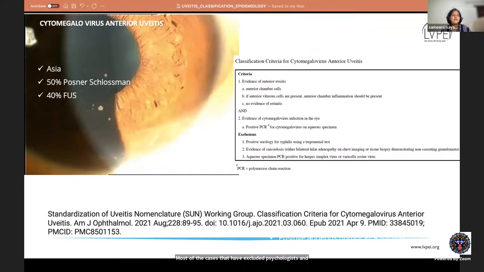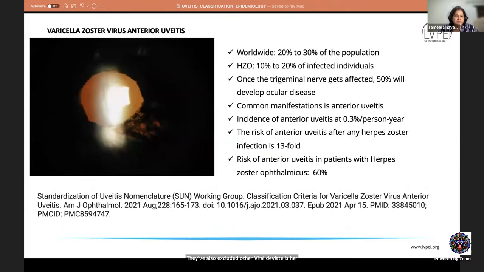Next is cytomegalovirus anterior uveitis, very common in Asia. 50% of Posner-Schlossman syndrome patients will have CMV anterior uveitis. In this, disease-specific criteria include evidence of anterior uveitis plus evidence of cytomegalovirus in the eye in the form of positive PCR in an aqueous humor specimen. The exclusion criteria are positive serology for syphilis and evidence of sarcoidosis. They've also excluded other viral uveitis, herpes virus, and varicella zoster virus.